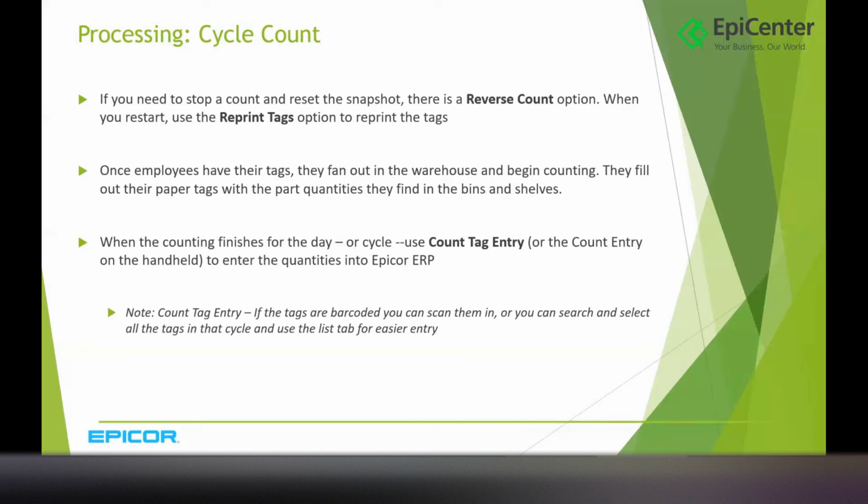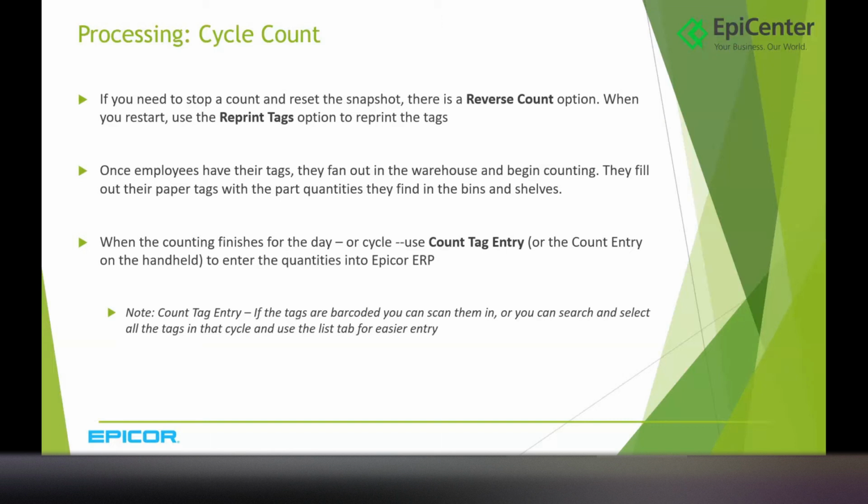To the count tag entry. And the count tag entry is, once they're done, again, full physical or cycle count, they bring back the tags, and now you have to put those inside of Epicor and say, for tag number XYZ, this is how many parts we've received. That's how many are in inventory.